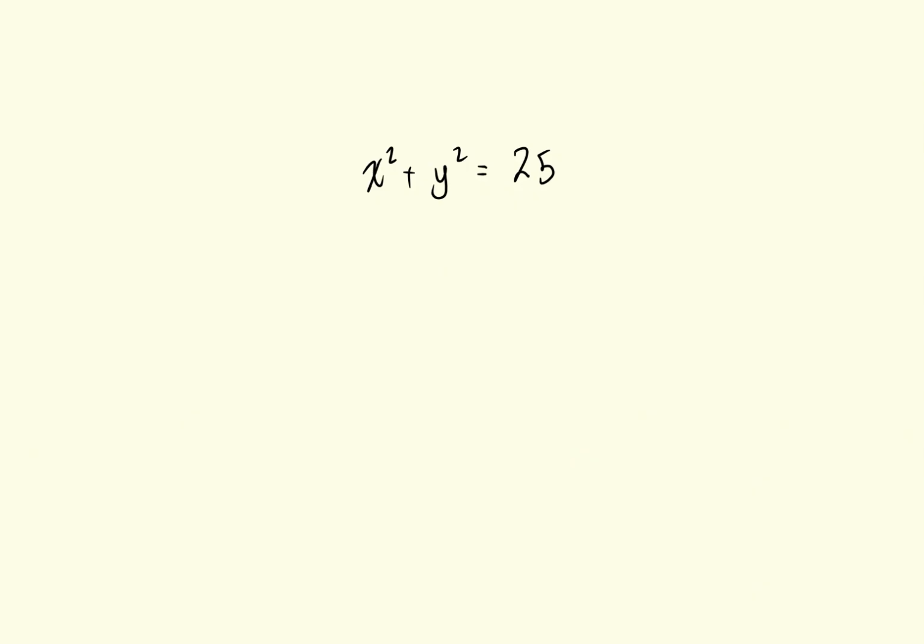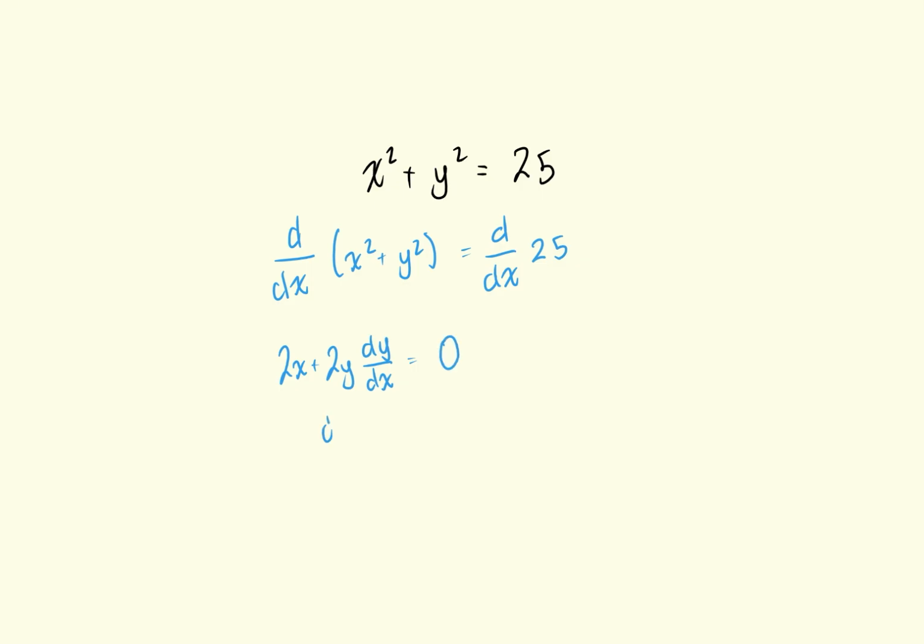For the next question, we are asked to differentiate this equation twice to solve for d squared y by dx squared. The first step is to find the derivative dy by dx. So we perform the differentiating operation to both sides. And so we have d over dx of x squared plus y squared equals d over dx of 25. Differentiating each term on the left, we get 2x plus 2y times dy by dx using the chain rule. And the right side is just 0. Solving for dy by dx, it is equal to negative x over y.